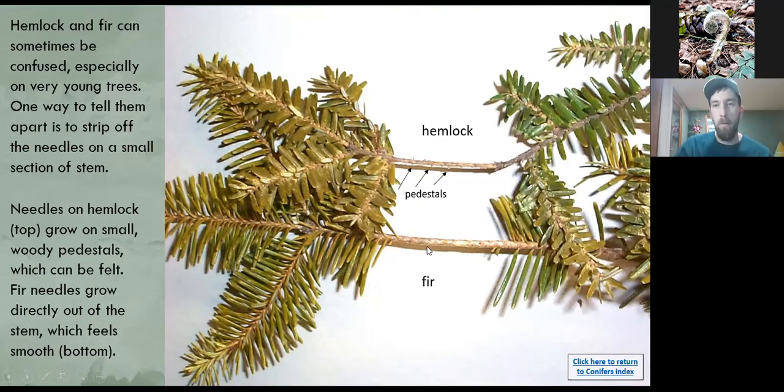A couple tips I always give to people when you're trying to identify trees: hemlocks have stem locks. So if you're looking at a twig and you see all these little pedestals attaching the needles to the twig, you know that's going to be a hemlock.